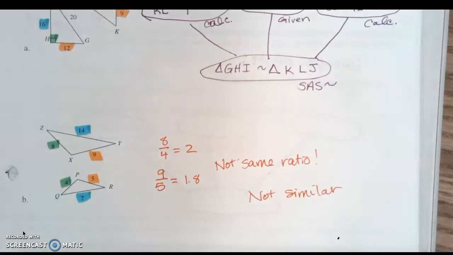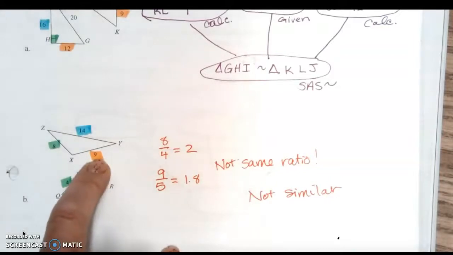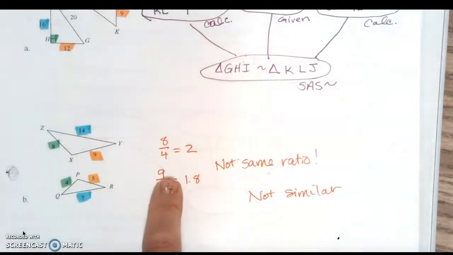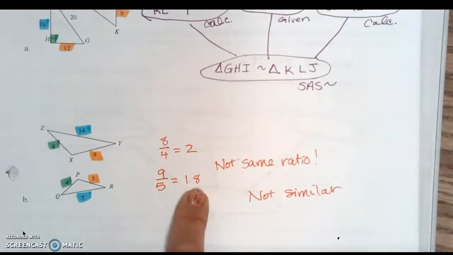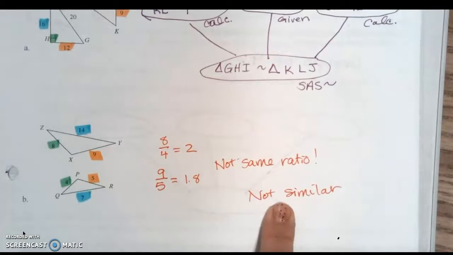Then I took the next smallest side, which on the top triangle is 9, and on the bottom triangle is 5. You punch that into a calculator. 9 divided by 5 is going to be equal to 1.8. Is that the same ratio as the first one? No, they are not the same ratio. So we say that these two triangles are not similar because they do not have the same ratio.